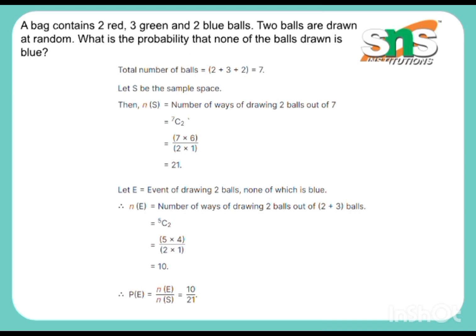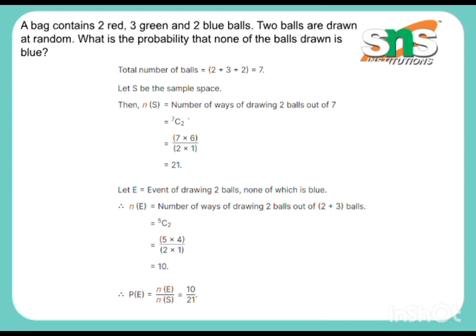Now our sample space will be 7C2 because here we are selecting 2 balls. If it is just one ball, we can just apply the formula P of E is equal to n of E by n of S. Here we cannot apply that directly since we are going to select 2 balls. The combinations may be different. Out of 7, we can select 1 and 2, 2 and 3, 3 and 4. So there are n number of selections.